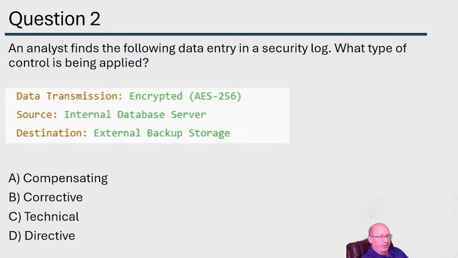We see data transmission is encrypted, we see the source, we see the destination, but that's it. And so I don't really see a problem with this one. I don't think it's going to be compensating control. Then we have corrective control.